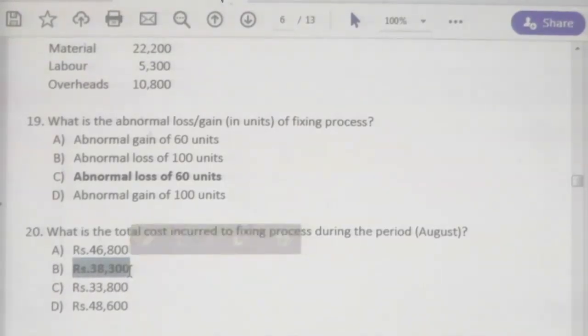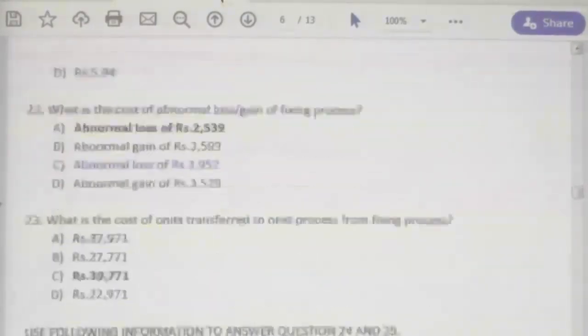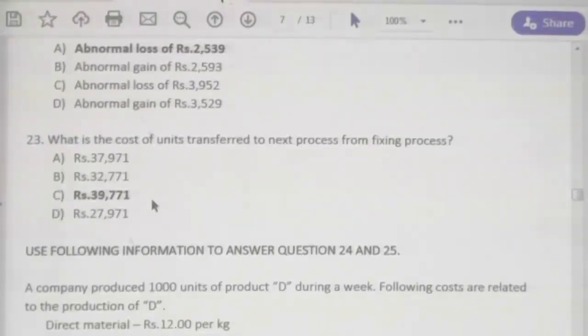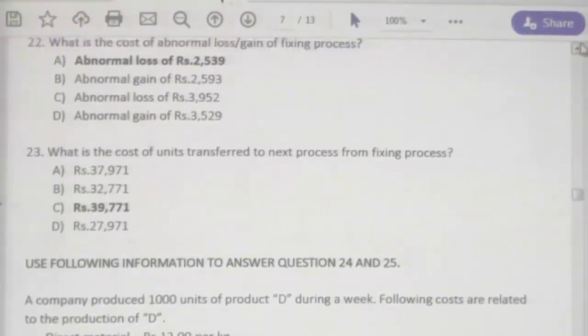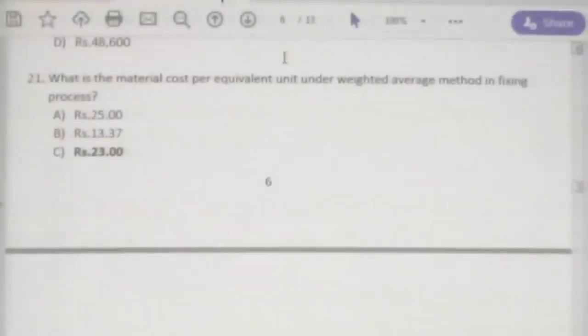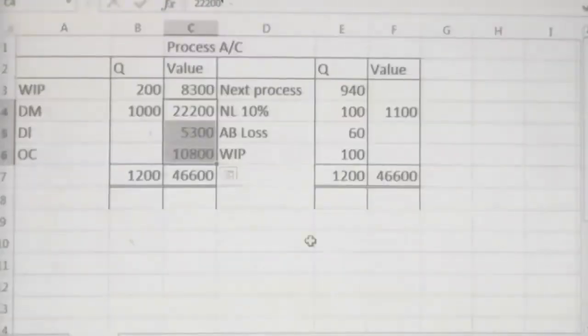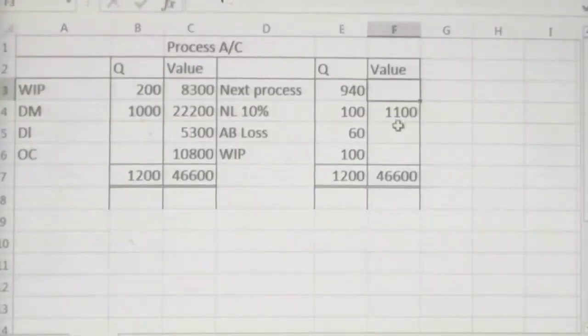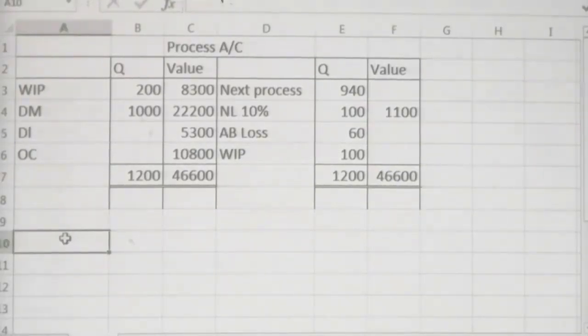Now, you have already answered two questions, right? Next, to answer the next questions, you need to find out the values of abnormal loss, finished good, as well as the material cost per unit. To do this, you need to complete the values of these places. Therefore, you need to do three workings: number one, equivalent unit statement, then cost statement and total cost statement.